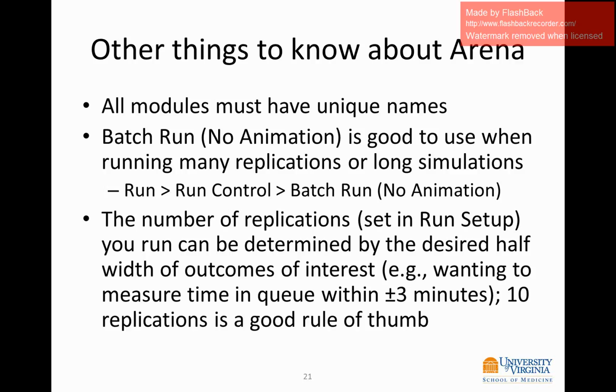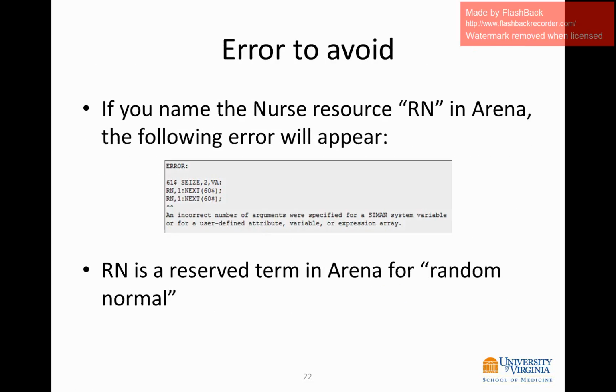One strategy you can use to determine what this number of replications should be is to take a particular outcome of interest that you have and think about what desired half width you'd want to have. So if you want to measure the time that patients spend waiting within 3 minutes, then you could set that as your outcome of interest half width, and then see what number of replications would get you to that particular half width. So that's one strategy people use to make this decision and justify the decision of the number of replications.